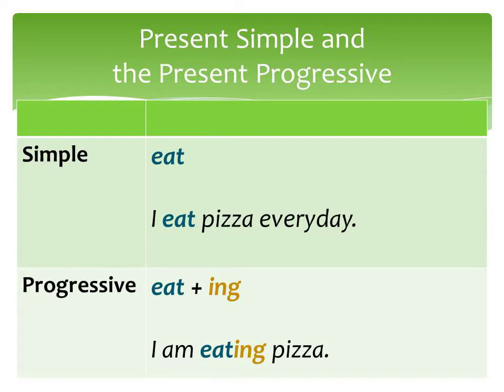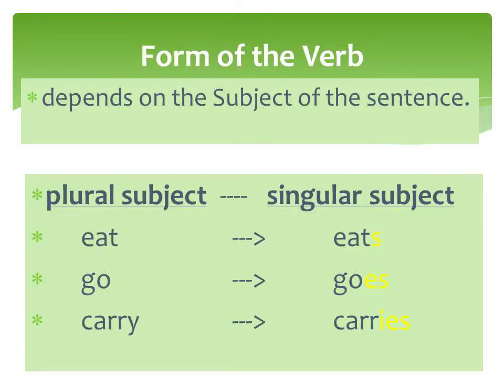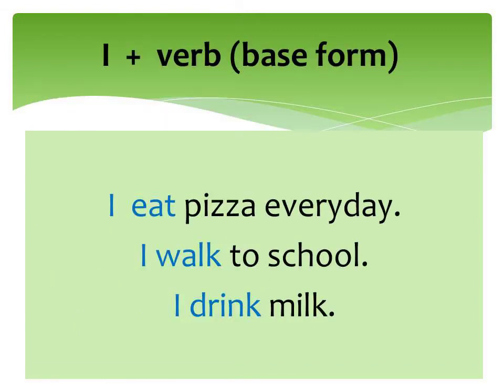So, do you notice the difference? The present simple uses the base form of the verb, eat, and the present progressive tense uses the ing form of the verb, eating. Earlier, I mentioned that if the subject is singular, the verb will be added with s, es, or ies. But do you notice in the example, I eat pizza every day?